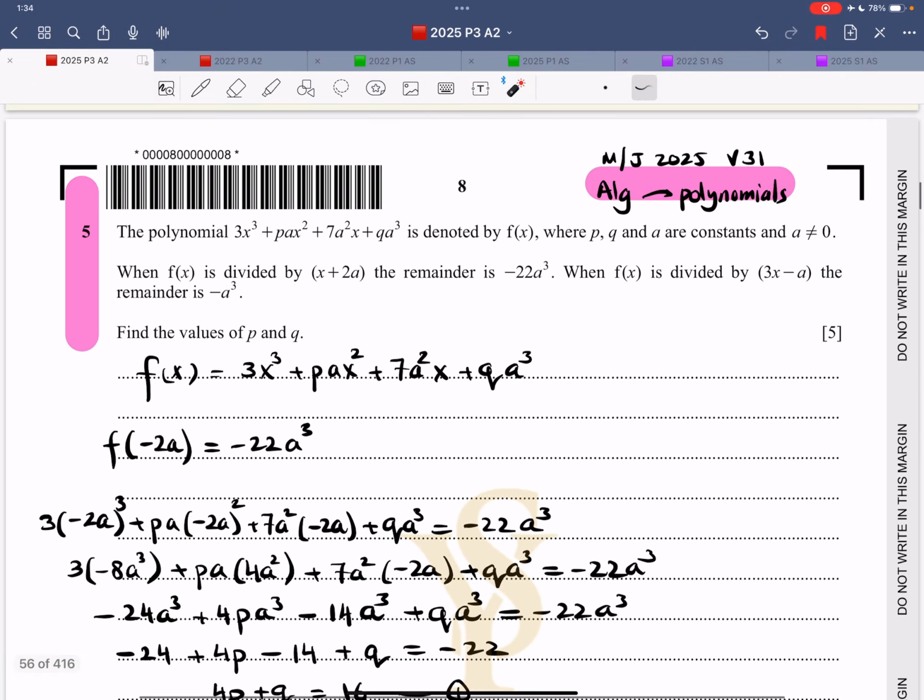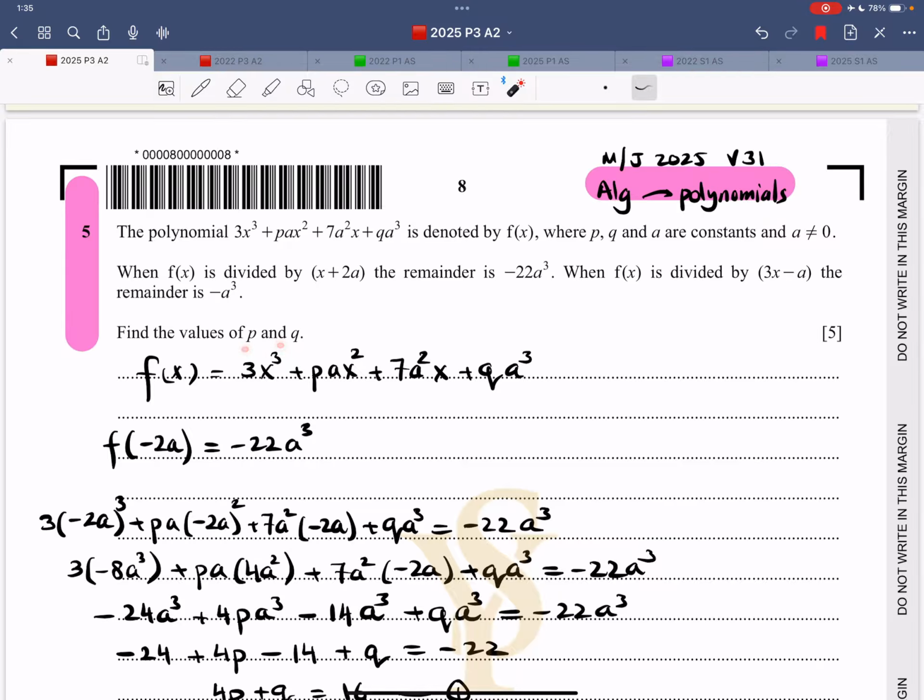The first question is from May, June 2025, variant 31. The polynomial is denoted by f(x), where p, q and a are constants and a does not equal 0, because if a equals 0, the three terms will disappear. When f(x) is divided by x + 2a, the remainder is -22a³. When f(x) is divided by 3x - a, the remainder is -a³. Find the value of p and q.